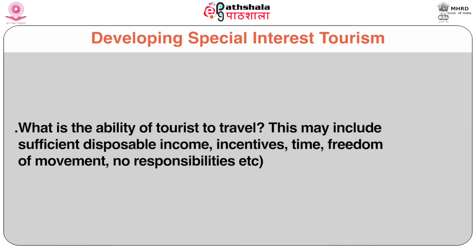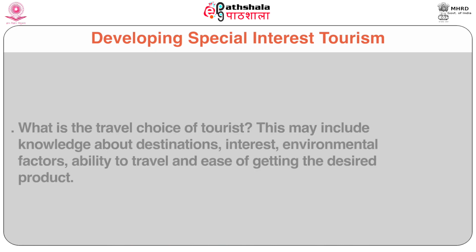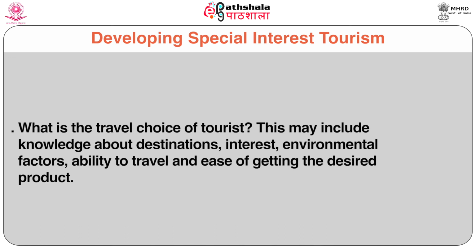There are three basic factors which influence demand for tourism. What is the purpose or motive for travel? The purpose may include educational, adventure, cultural, health, sports, or pilgrimage, etc. What is the ability of tourists to travel? This may include sufficient disposable income, incentives, time, freedom of movement, no responsibility, etc. What is the travel choice of tourists? This may include knowledge about destinations, interest, environmental factors, ability to travel, and ease of getting the desired product.